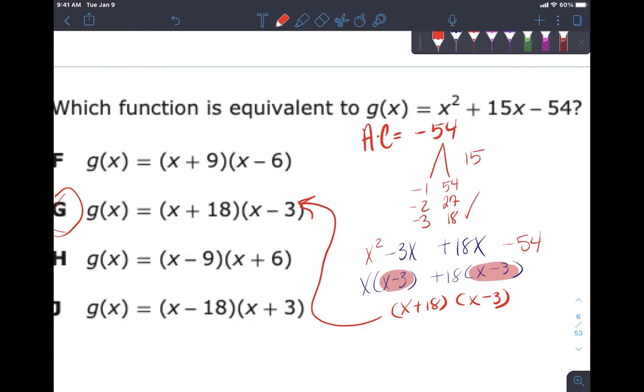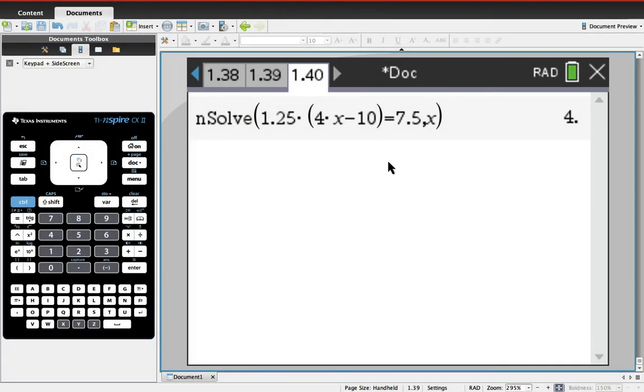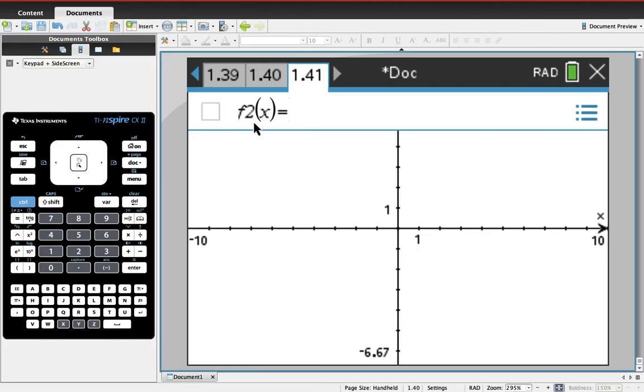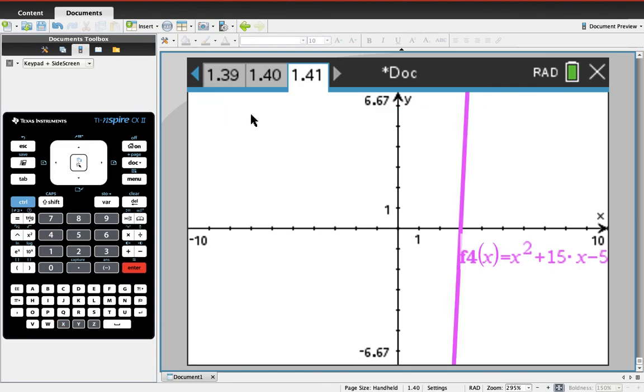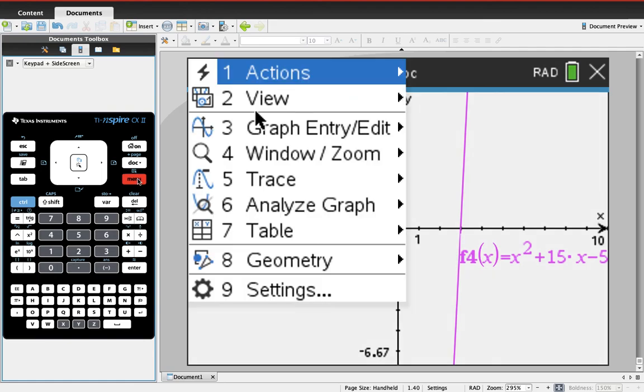I just want to verify this. I want to make sure that their two graphs match. So I'm going to go ahead and swing over to my calculator. And I'm going to go ahead and open up a new graphing page. And I'm going to say the function from number 4 is going to be x to the power of 2 plus 15x minus 54. All right, so it should look like that. Of course, I can zoom out a little bit.